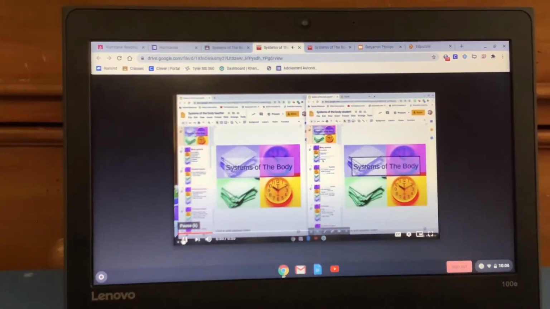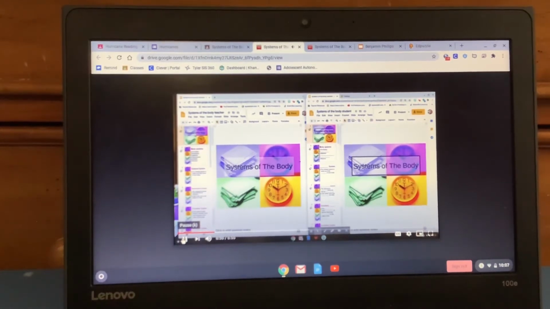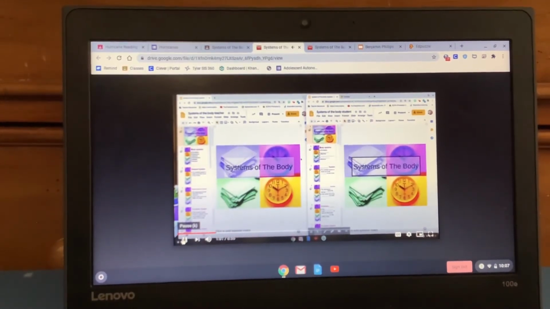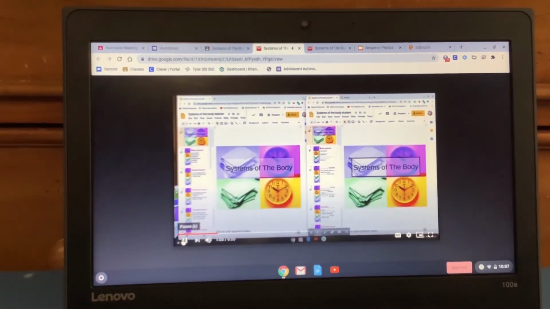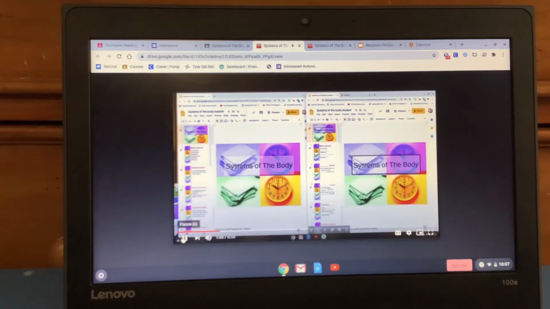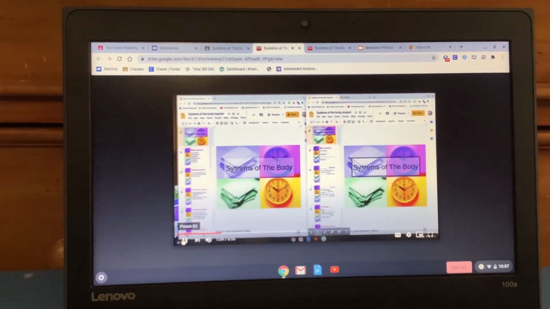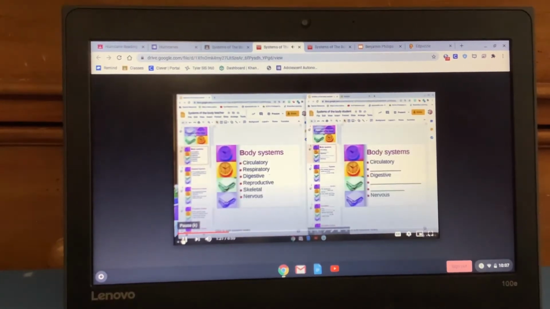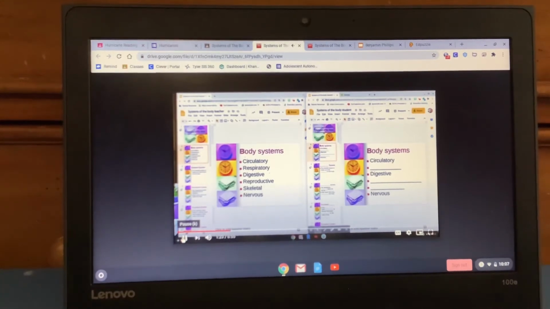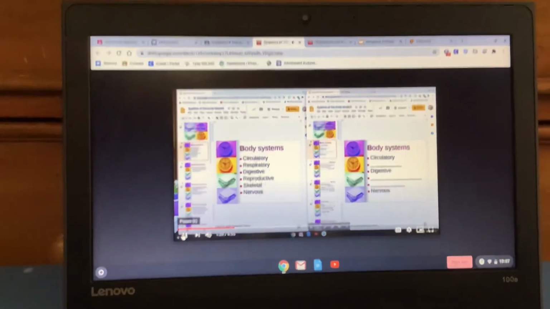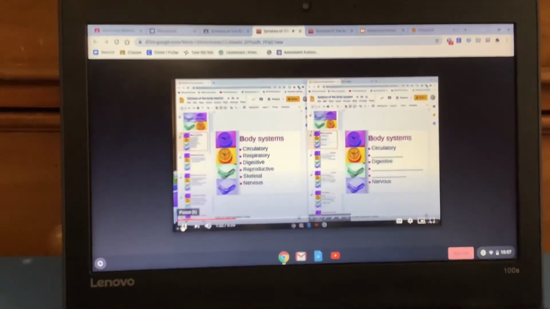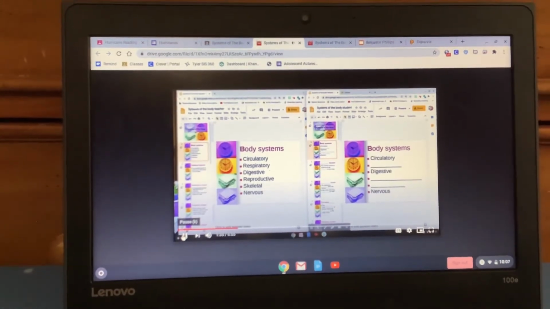So systems of the body. If you remember, the smallest living thing in a person's body, the tiniest little thing, is called a cell. And when you have a bunch of cells together, those form tissues, and then a bunch of tissues together form organs, like the heart, like we talked about last week, and then a bunch of organs together create the system. Okay, so here we go. It says body systems. The systems we're going to cover are the circulatory system, the respiratory system, the digestive system, the reproductive system, the skeletal system, and the nervous system.